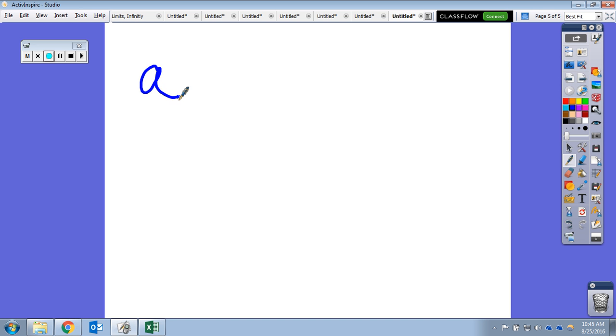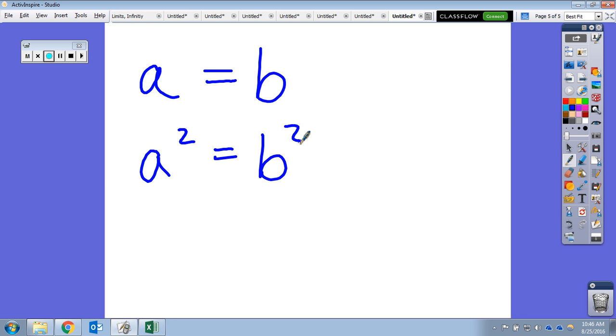Watch this. If I say A equals B, you are allowed to do whatever you want to both sides of the equation. It will maintain truth except division by 0. Undefined equals undefined, which is kind of silly. Besides that, this is completely true. I want you to understand this.